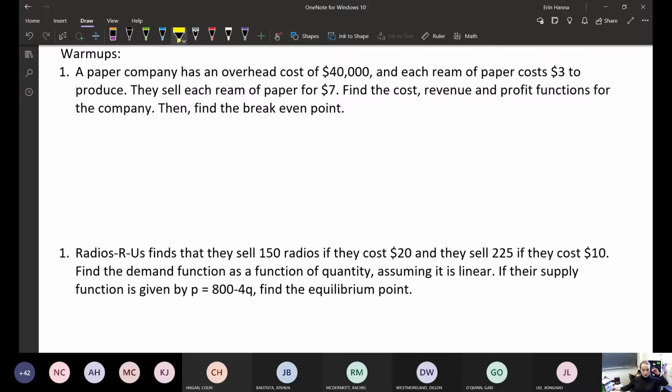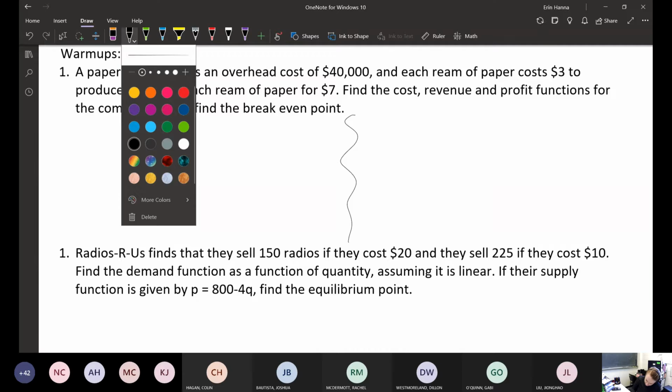So we have a paper company that has an overhead cost of $40,000. Each ream costs $3 to produce. They sell each ream for $7. Find the cost, revenue, and profit functions, and then find the break-even point. All right, I'll leave the break-even point to be over there in a second.